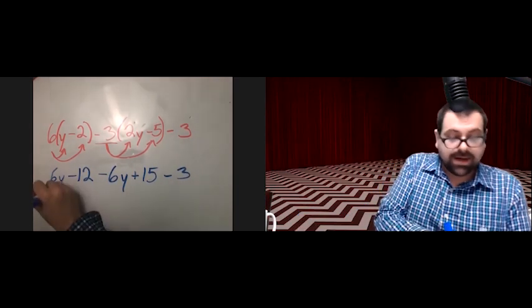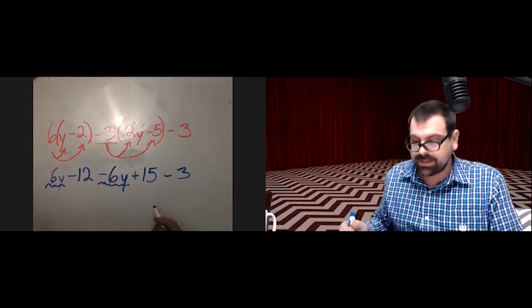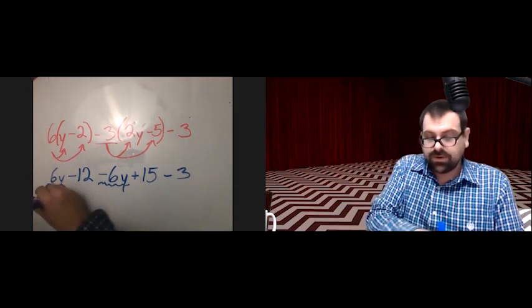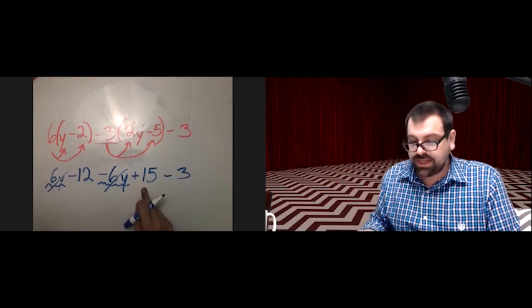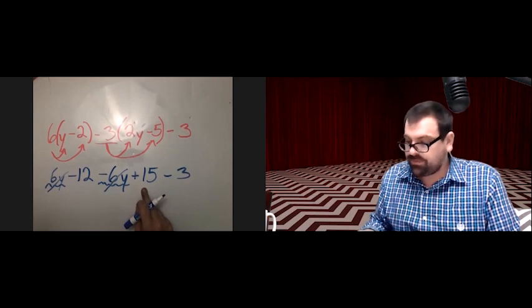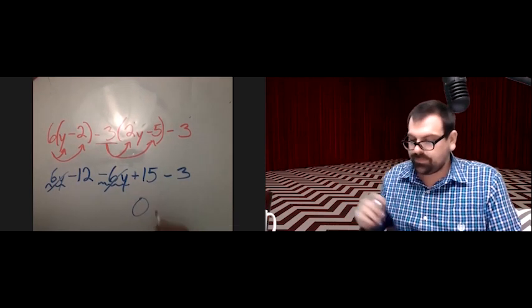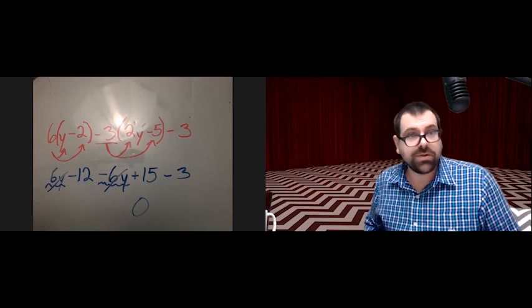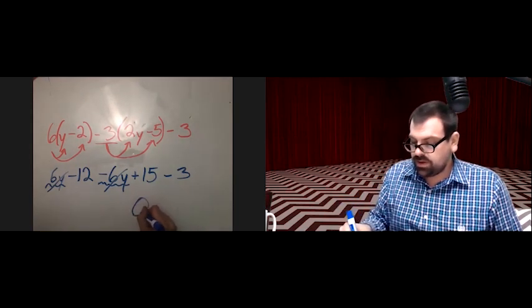I'm going to put our y's first. We got a plus 6y, minus 6y. Those actually cancel each other out. That leaves 0 there. Negative 12 plus 15 is positive 3, minus 3 leaves us with nothing. Everything canceled away. It doesn't mean no solution. It just means this all worked out to 0.